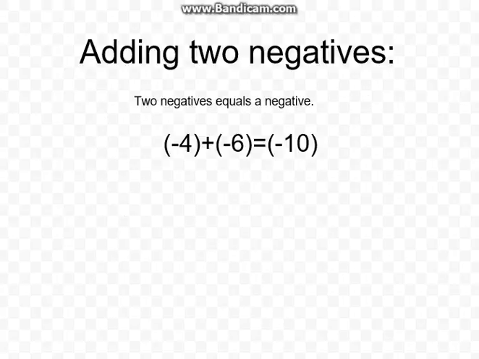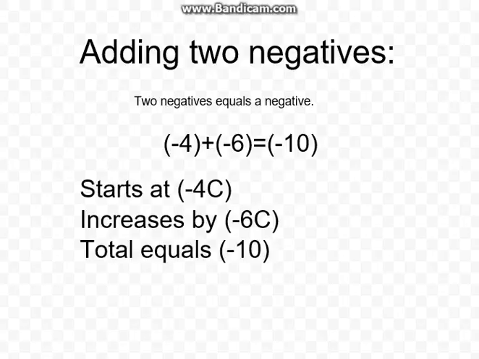When adding two negative integers together, the sum will always be negative. For example, negative 4 plus negative 6 equals negative 10. To help you understand how this works, take temperature for example. Say that the morning begins with the temperature of negative 4 degrees Celsius, representing negative 4. Then the temperature changes by negative 6, representing negative 6. The final temperature will be negative 10 degrees Celsius.